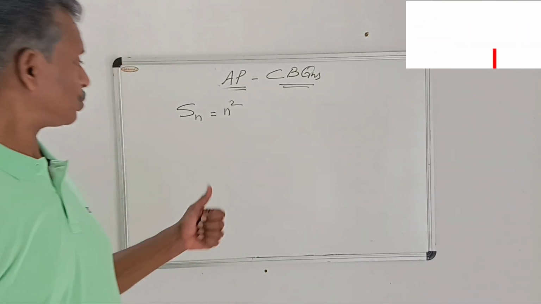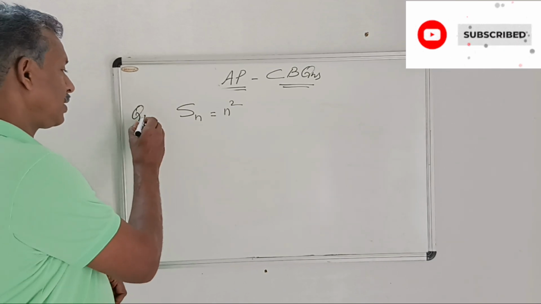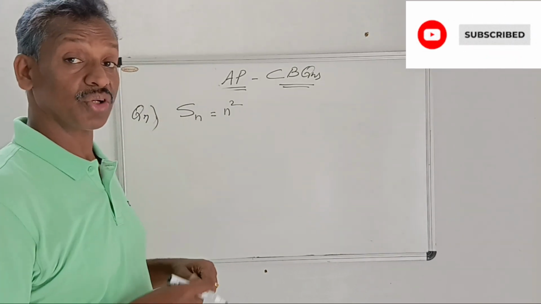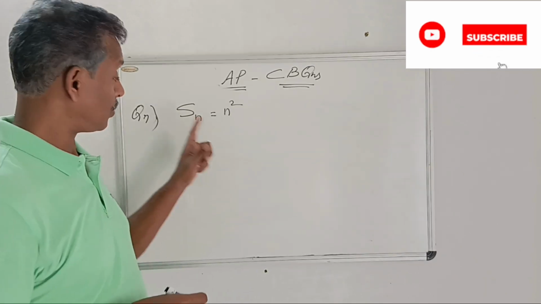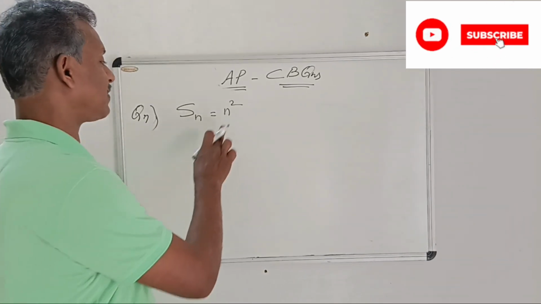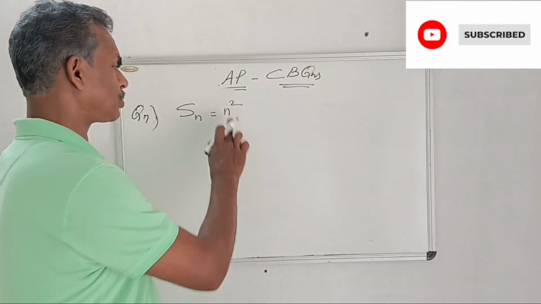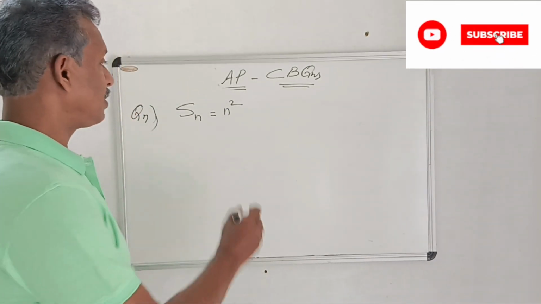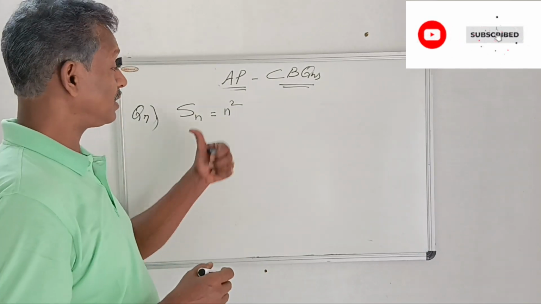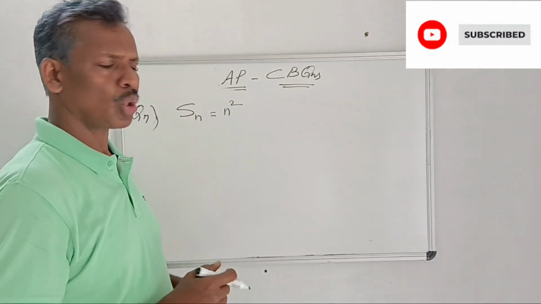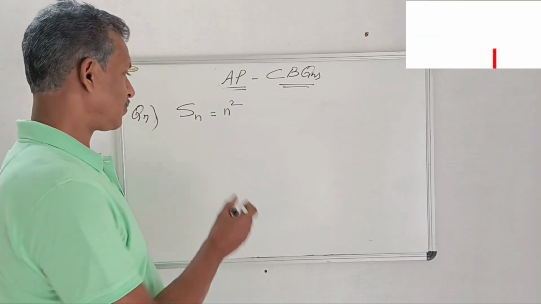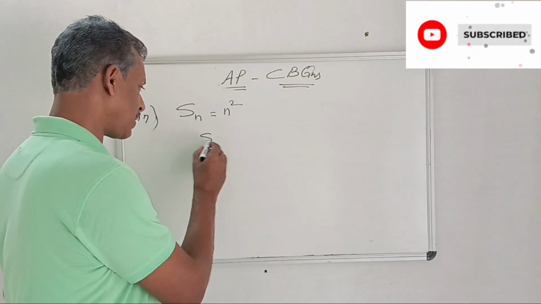Okay, the next question is, if the sum of first n terms of an AP is given as n square. N square is a quadratic polynomial. We have to prove, sometimes they may ask like this, that this represents an AP, or they may ask what is the common difference. Okay, let's discuss both.